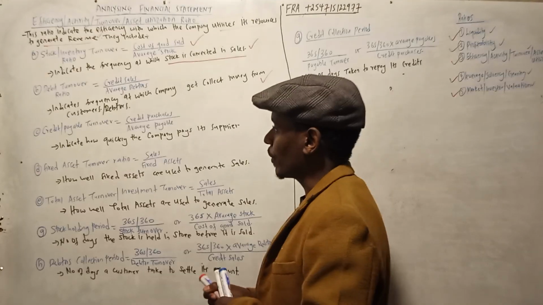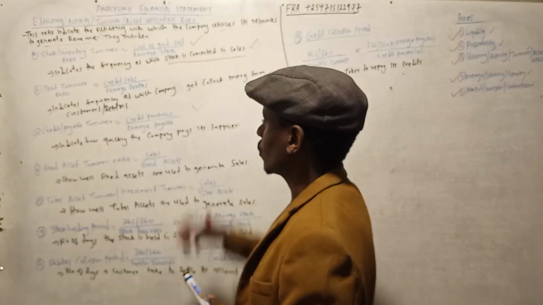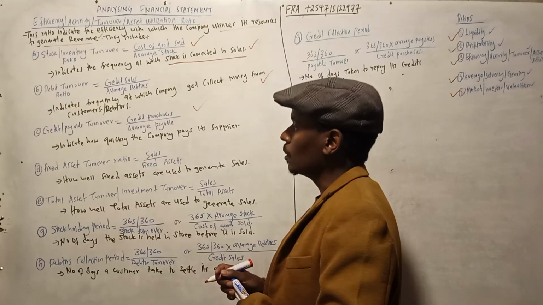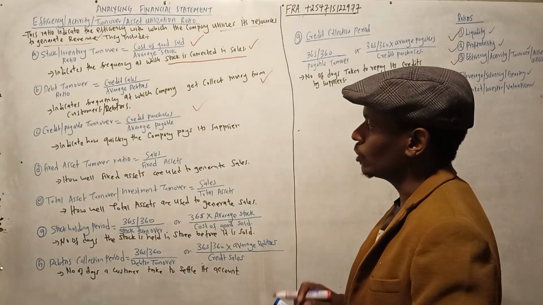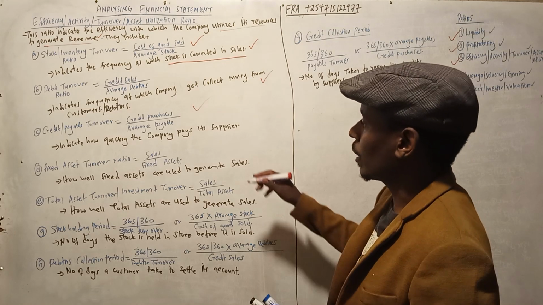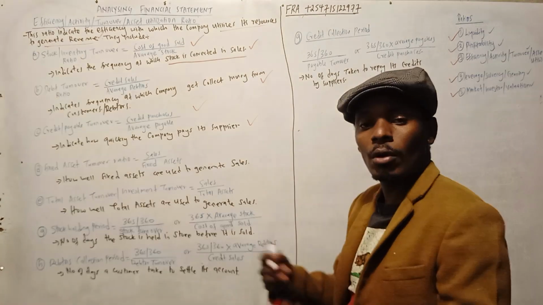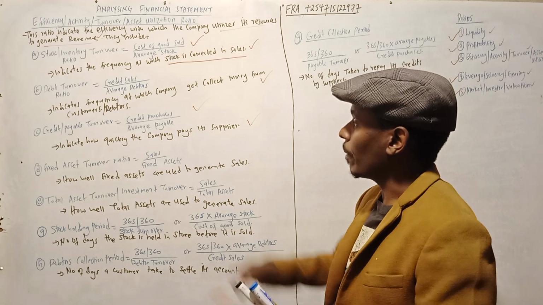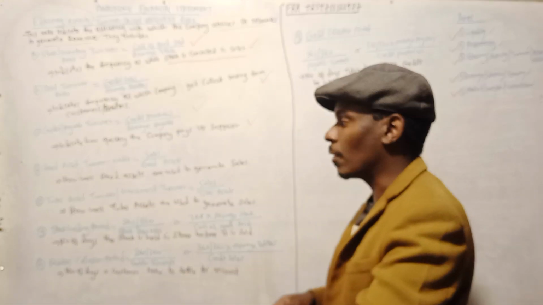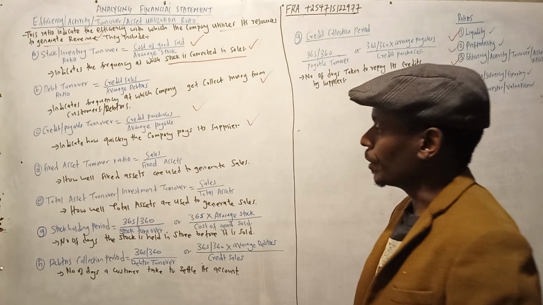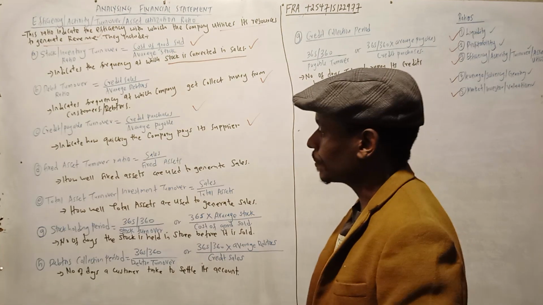Then you have the credit payables turnover, which is equal to credit sales over average payables. So how quickly can the company pay its suppliers? Apart from collecting money from the debtors, how fast can we pay our creditors, our suppliers? It shows how quickly we pay what belongs to others.